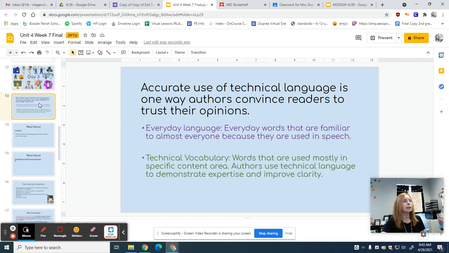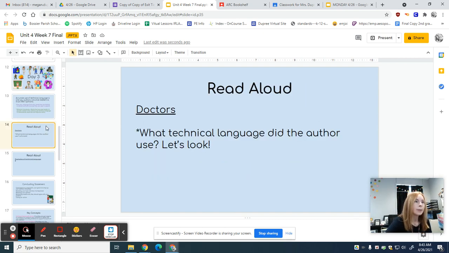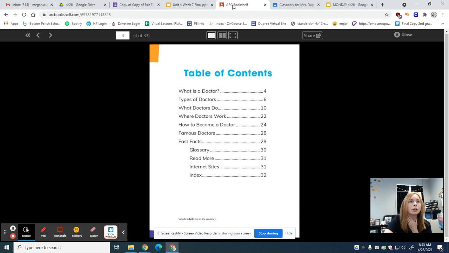So I want to do a little read aloud for you guys. I'm going to read from a book on the ARC bookshelf called Doctors. And I want you to be thinking about what technical language you see the author using. Afterwards, I'm going to make a list, and you might catch some things that maybe I didn't catch or don't remember, okay? So I'm going to look at the table of contents first. And I know that I can read a couple of these chapters, but I don't need to read them all. Obviously, I don't need to really read about how to become a doctor or where doctors work. We kind of already know a little bit about that, right? Famous doctors. So I'm going to read these first 3 chapters, okay?